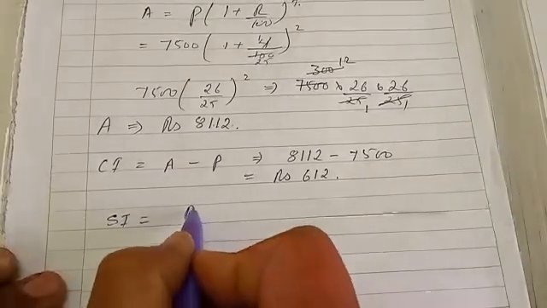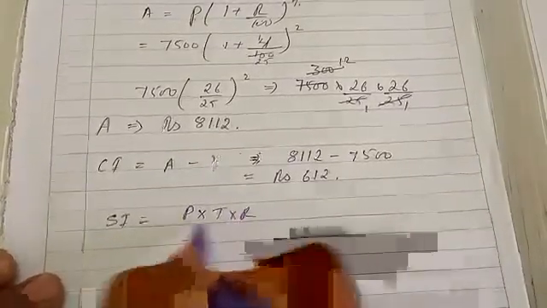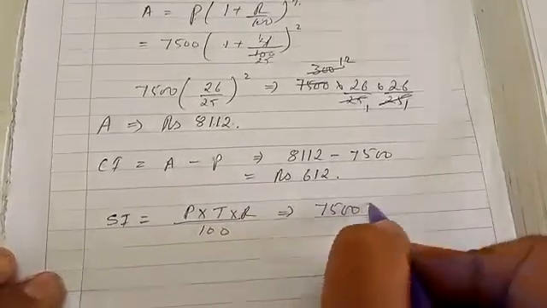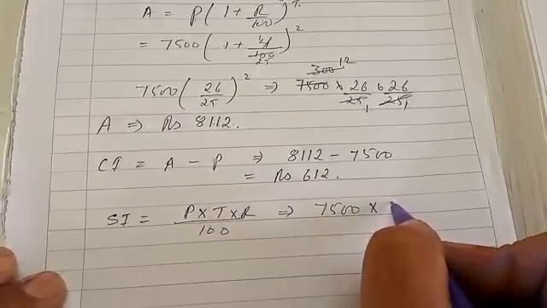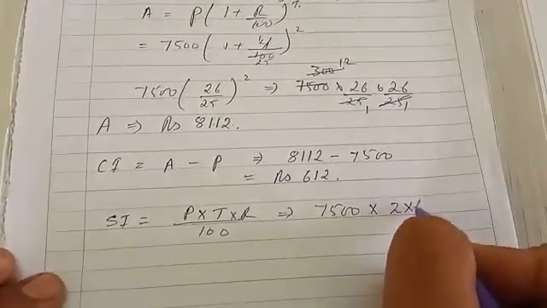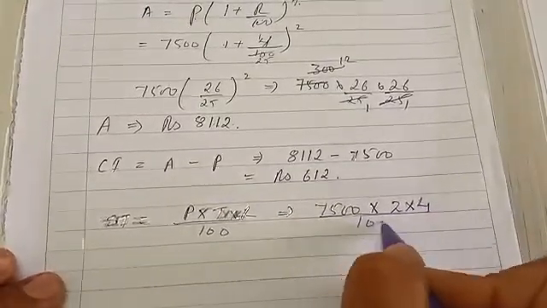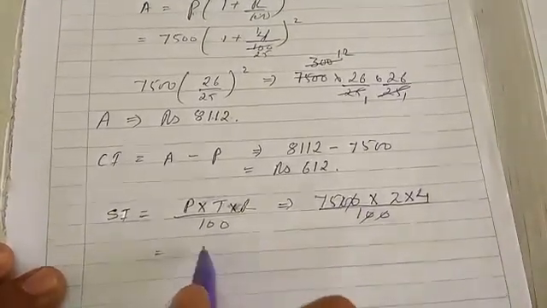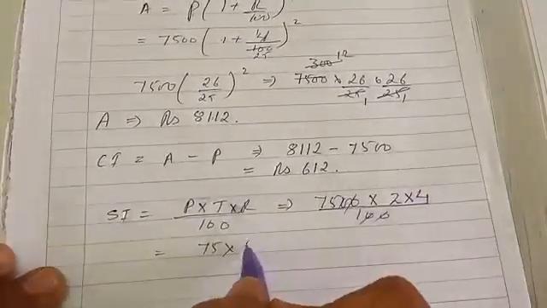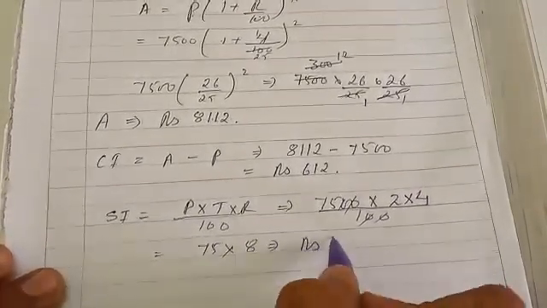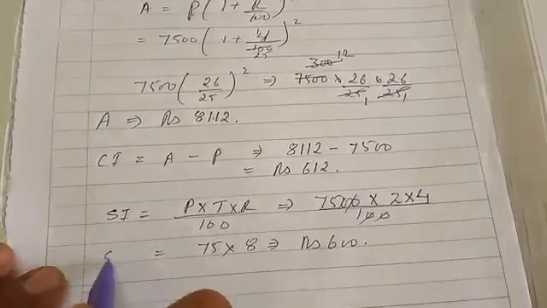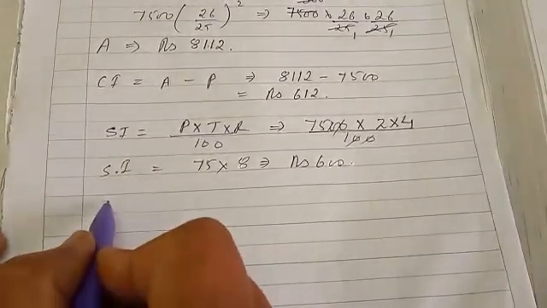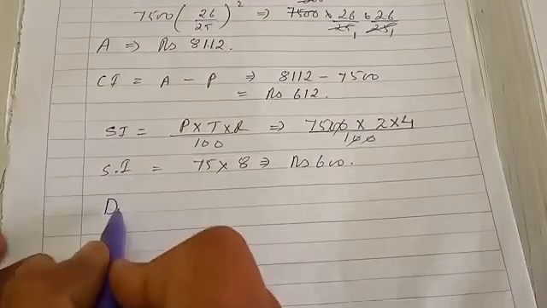The formula of simple interest is principal into time into rate whole upon 100. How much is principal? 7,500 into time. Time how much you got? That is 2. Rate how much you got? 4. Whole upon 100. Cancel this 0 0. Then multiply 75 as it is. 4 2s are 8. 75 into 8 is rupees 600. Simple interest how much you got? Rupees 600. What was the question? Difference between compound interest and simple interest.